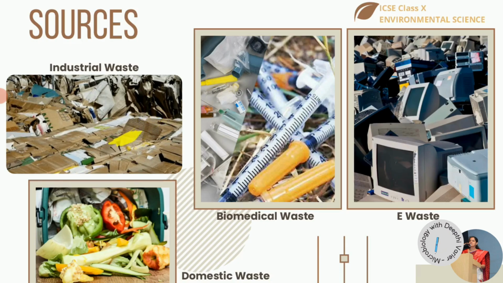The second one is industrial waste. This includes mainly metal, cement, paper and pulp industries, which also generate a lot of industrial waste. Textile industries generate waste. Mining industries generate waste. There's a lot of fly ash that is generated. All of the waste that is coming from the industries is termed industrial waste. The third one is biomedical waste.